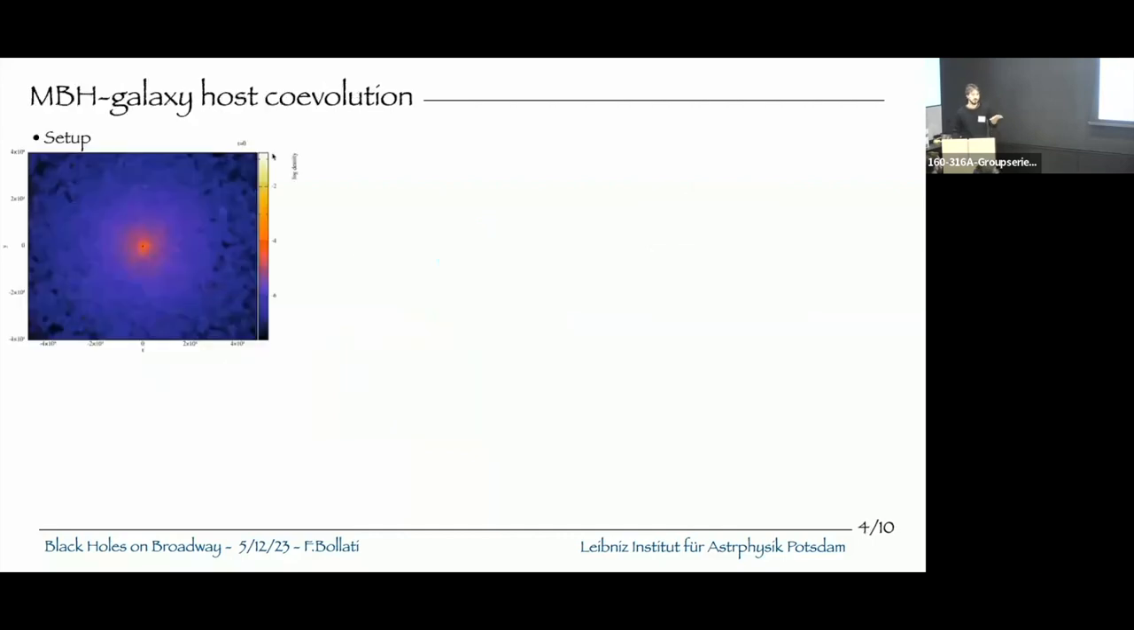Now I'll present a first application of this model. I considered an isolated galaxy hosting a black hole, and for this was supposed to be a movie, but okay. And this galaxy is formed by the collapse of a spinning gaseous halo. And in these simulations, I considered two sets.